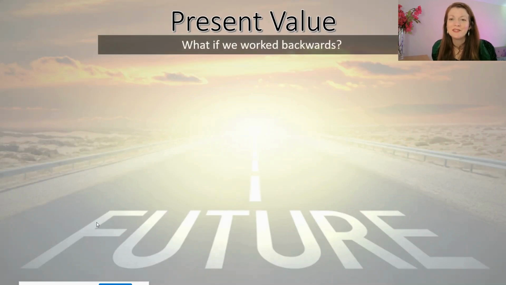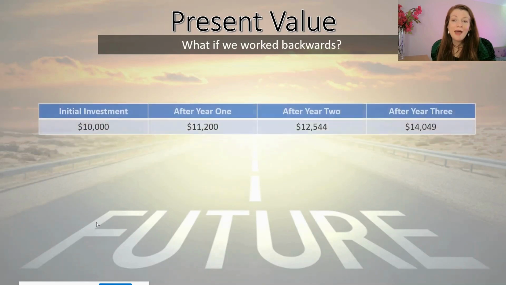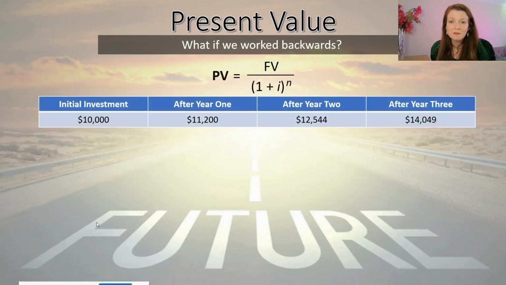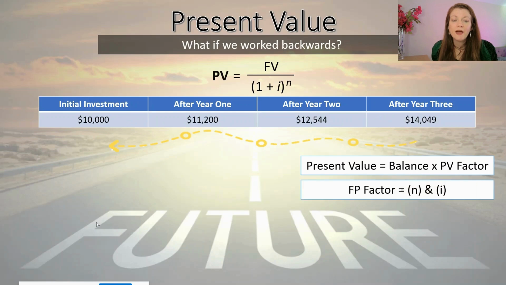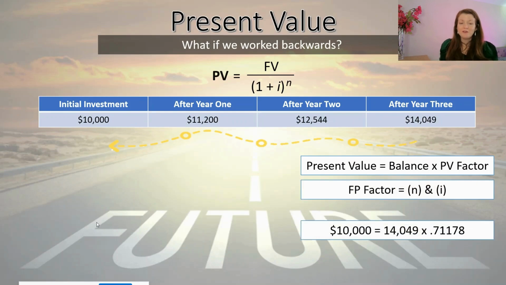Let's briefly look at present value as well, and then I'll make the rest of it in separate videos. So what if it works backwards? Okay, we have the same investment. Here's the formula for the present value, already getting slightly harder, but trust me, they get way worse. And we want to find out, we know what the future value factor is. We know that it is 14,049 is what we want it to grow into, but how do we find out what the initial investment is?